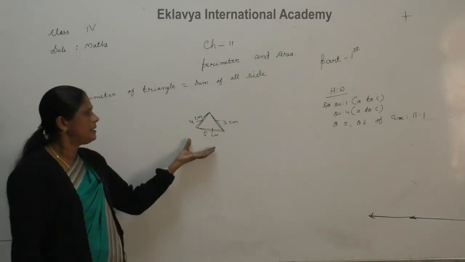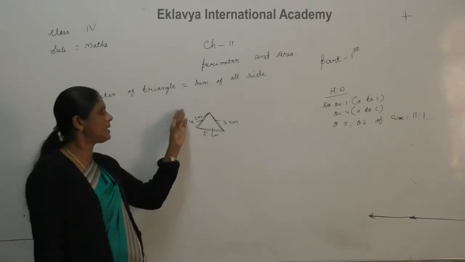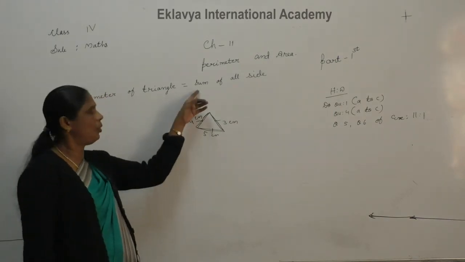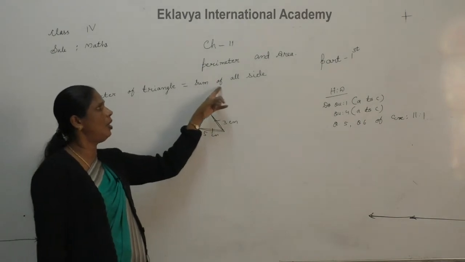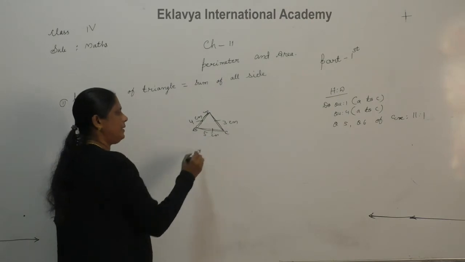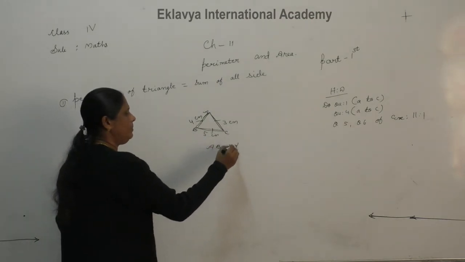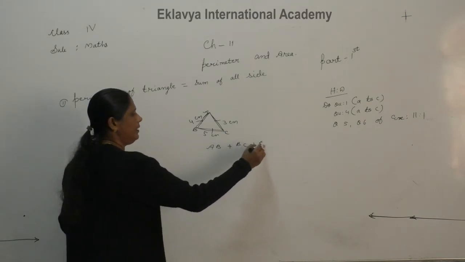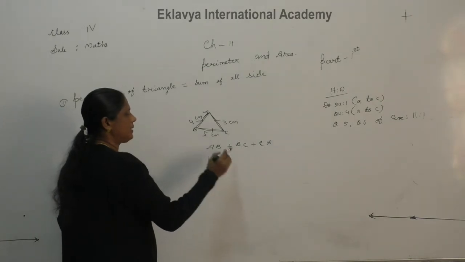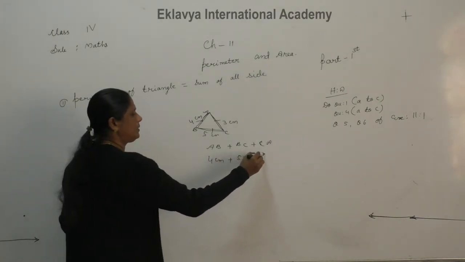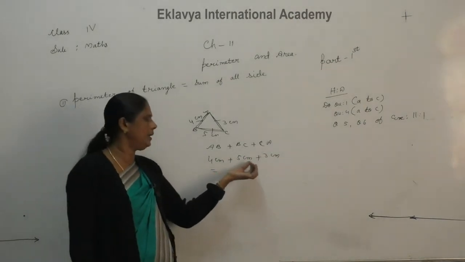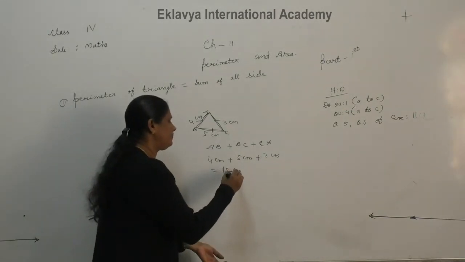This is a scalene triangle. All sides are different. This triangle is called a scalene triangle. This is the formula of a scalene triangle: sum of all sides. We name the vertices A, B, C. Then AB plus BC plus CA. AB is 4 centimeter plus 5 centimeter plus 3 centimeter. Then add: 4 plus 5, 9. 9 plus 3, 12 centimeter.